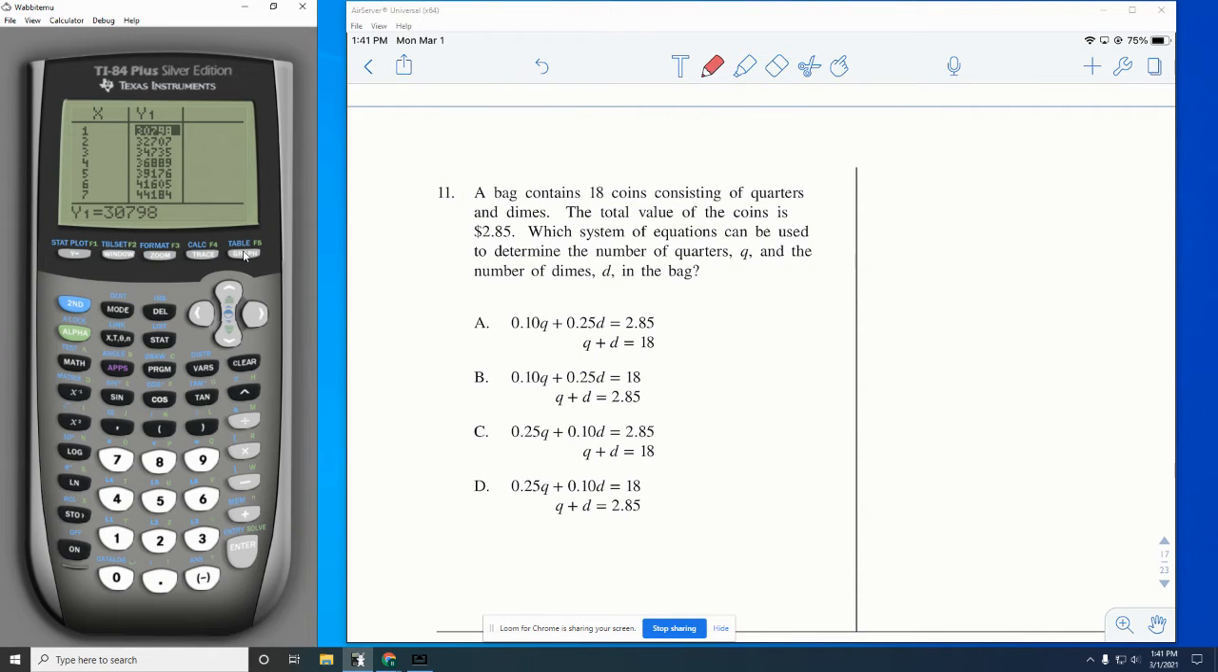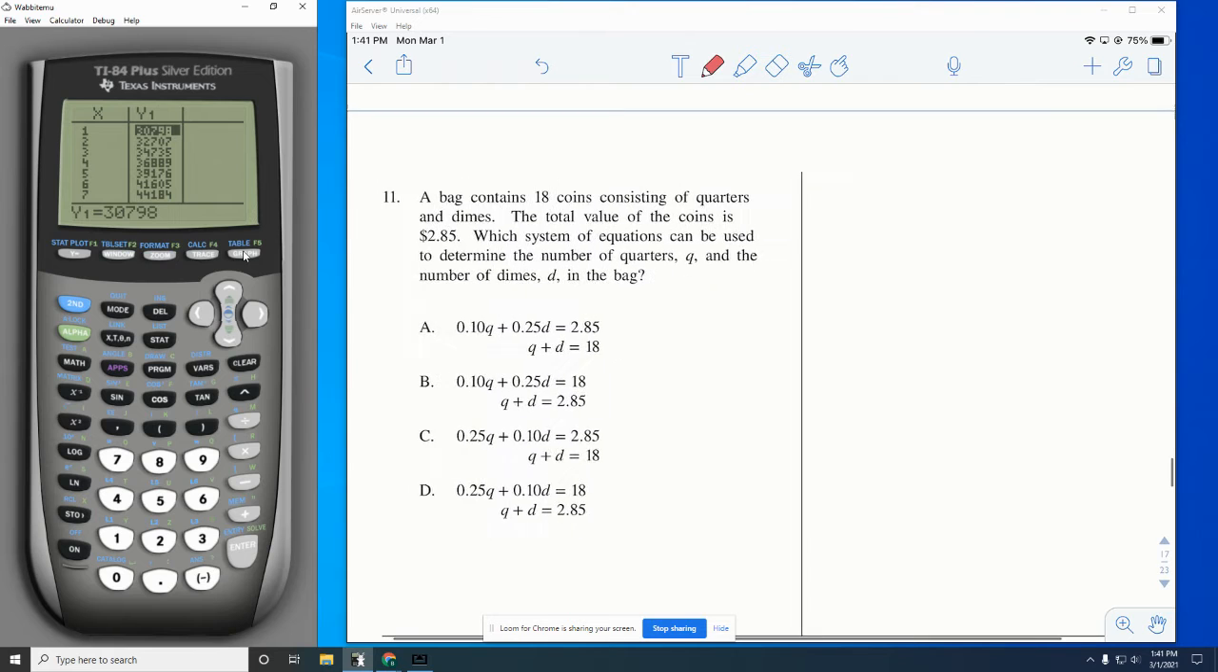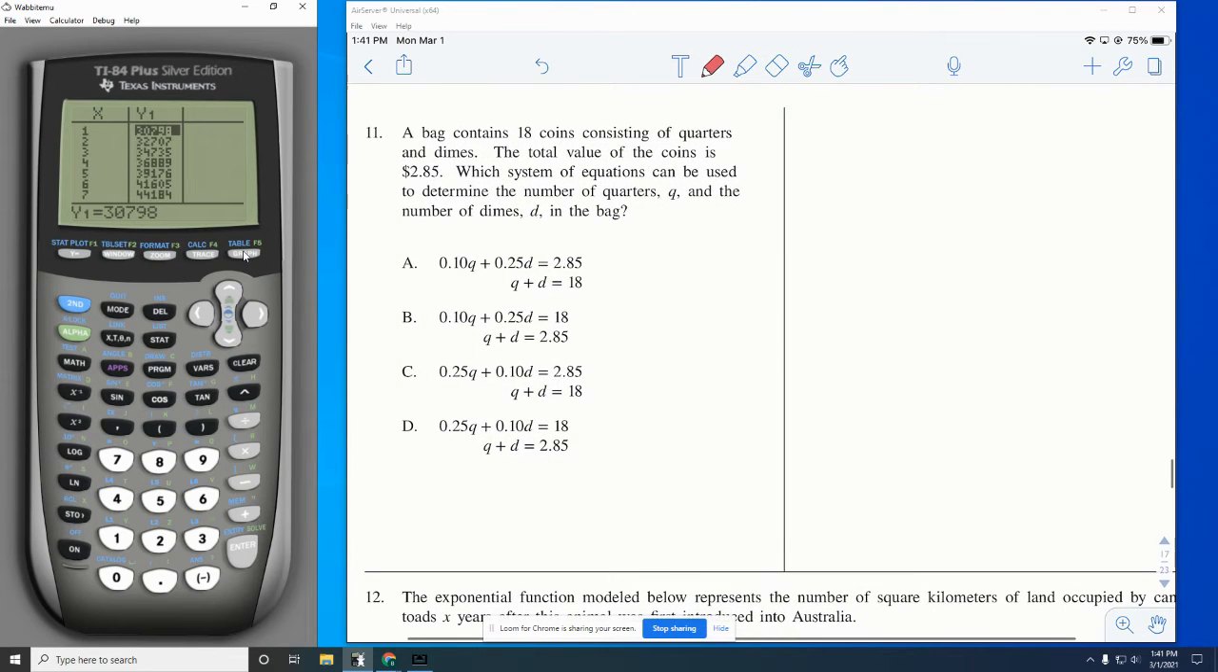We have a bag containing 18 coins consisting of quarters and dimes. The total value of the coins is $2.85. Which system of equations can be used to determine the number of quarters Q and dimes D in the bag? So remember, we've done some like this before, but they trip us up every time. Every time you see a total value of coins, that's going to go on the outside. Now remember, we have some amount of quarters Q and some amount of dimes D. We don't know how many, but we do know the value of those coins.